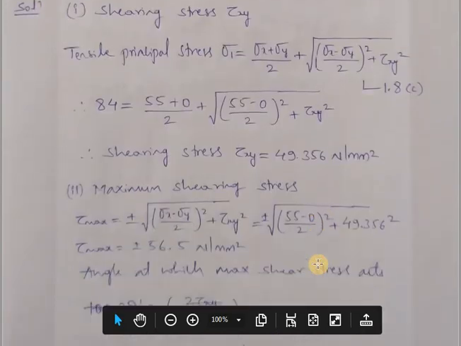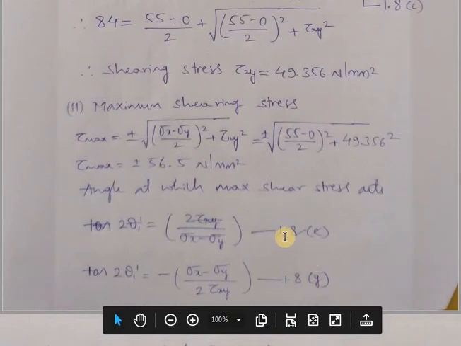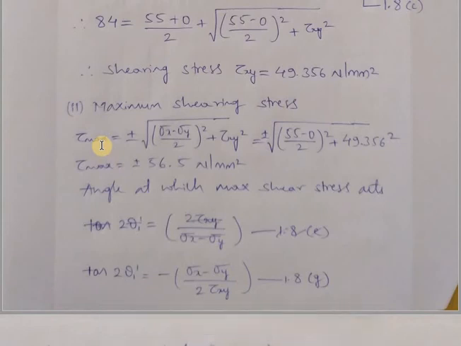After this, we find out maximum shearing stress. Maximum shearing stress is given by the equation tau max is equal to plus or minus root of sigma x minus sigma y divided by 2 whole square plus tau xy square. This is given by equation number 1.8f. Substituting the values, sigma x 55 and tau xy as 49.356, sigma y is not given, so it is 0. We get maximum shear stress as 56.5 Newton per mm square.